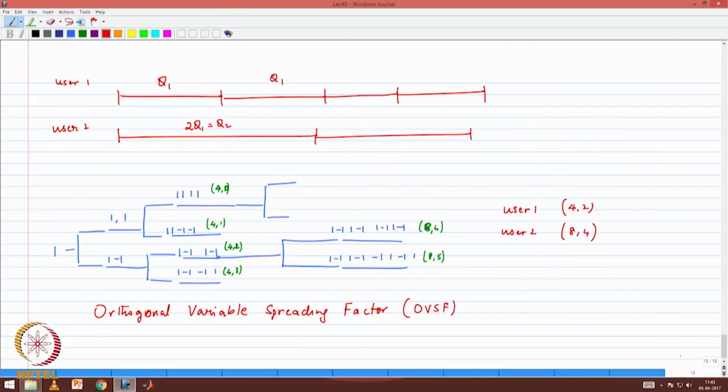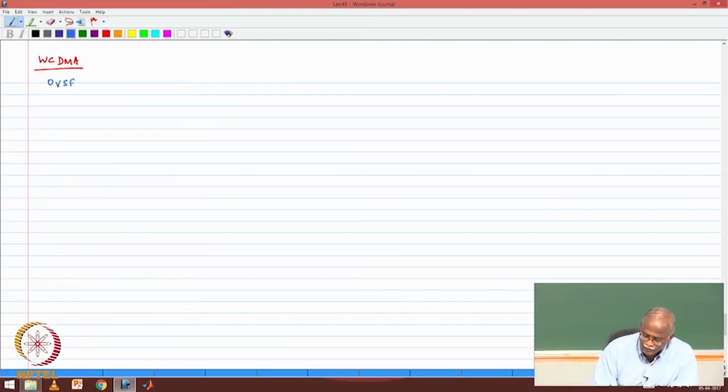Now comes the design of the system. Wideband CDMA system, just like CDMA 2000, has followed certain conventions for assigning. OVSF 256 comma 0 is always dedicated for the common pilot channel.